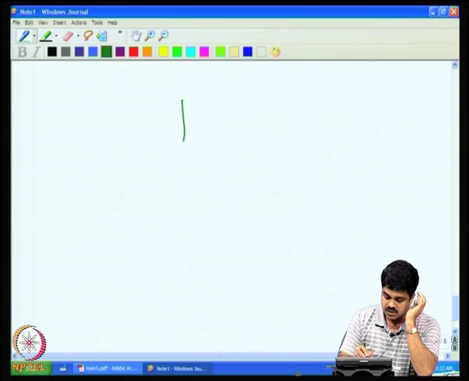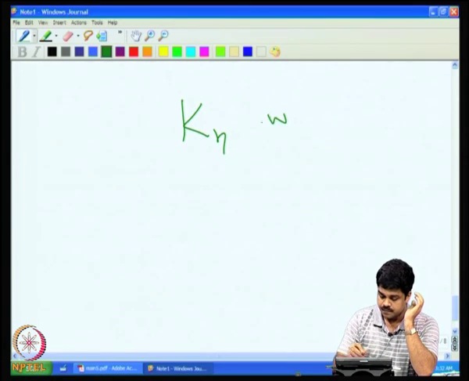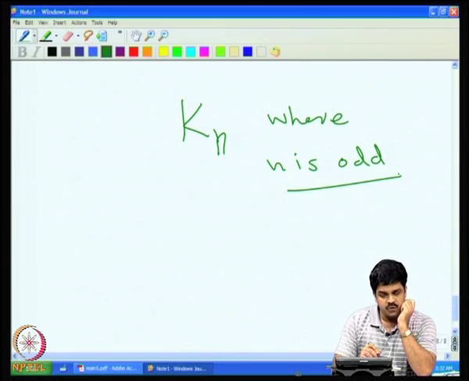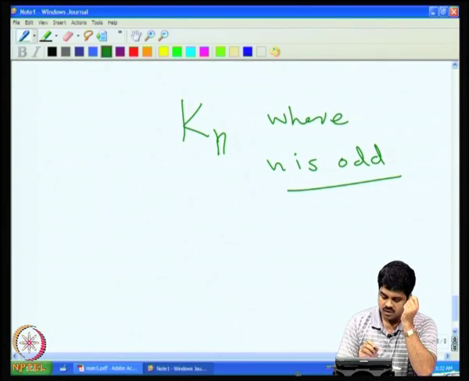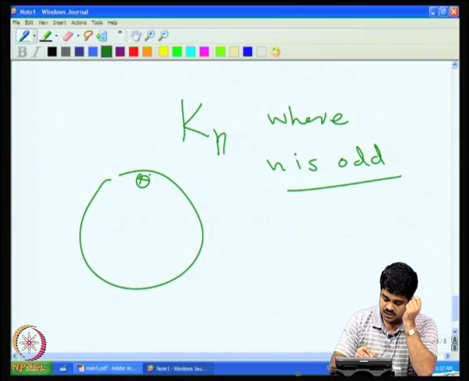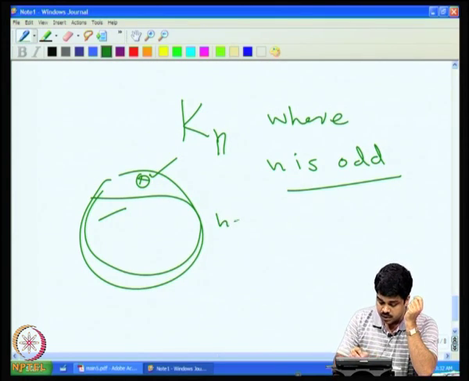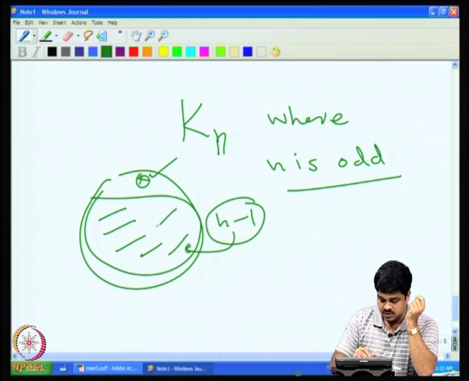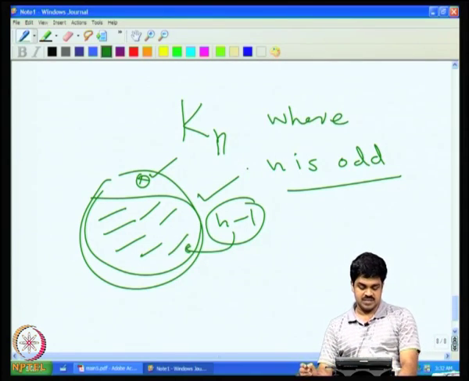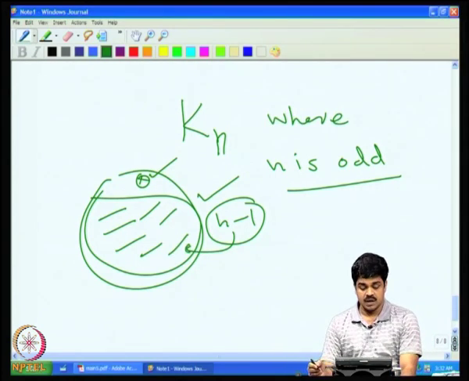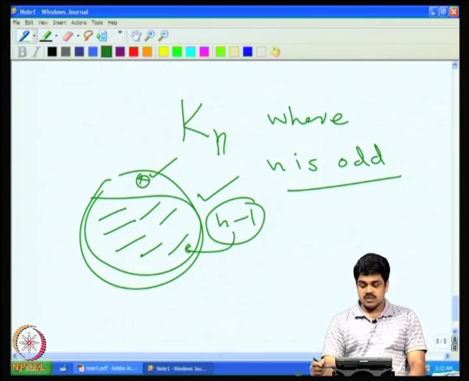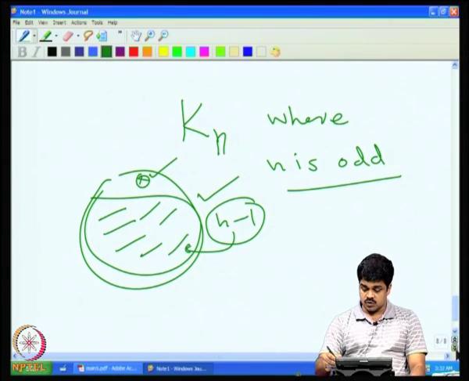A similar example is a complete graph. For instance, you consider a Kn where n is odd. Now, what will happen? You can remove any vertex from a complete graph, it does not matter which vertex, and then the remaining graph has a perfect matching because n minus 1 vertices are there, it is an even number, and you can pair up the vertices because it is a complete graph. So, there will be a perfect matching in K n minus 1. Therefore, Kn is also a factor critical graph, n is odd.